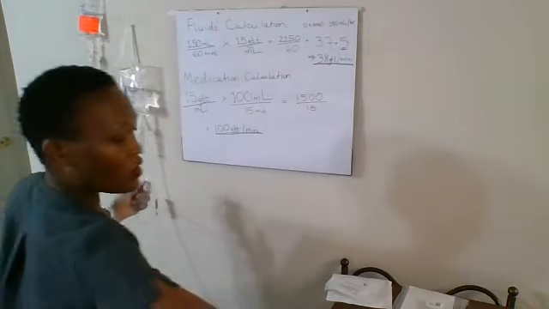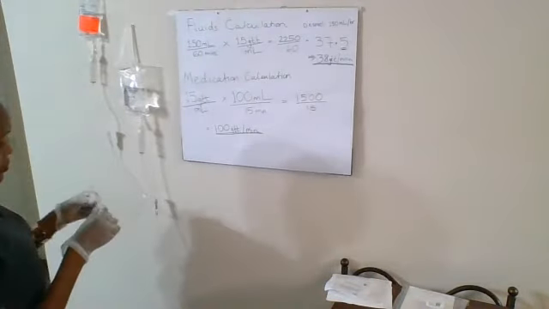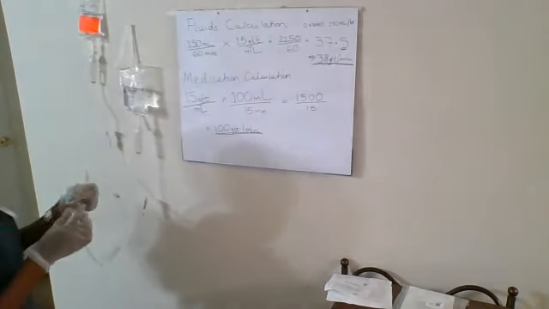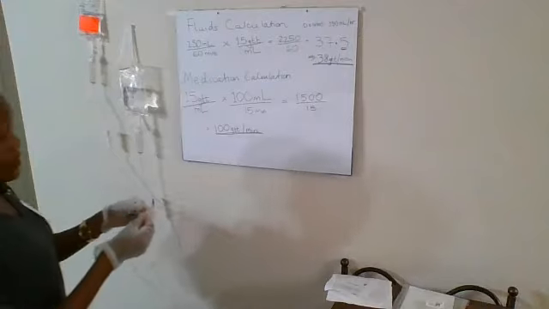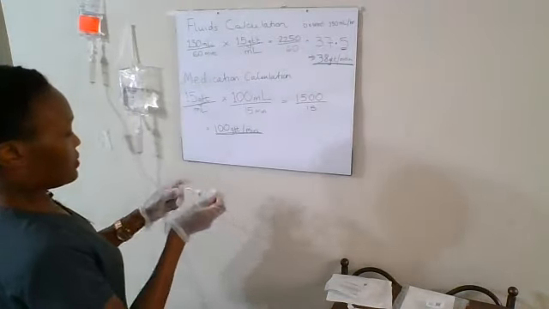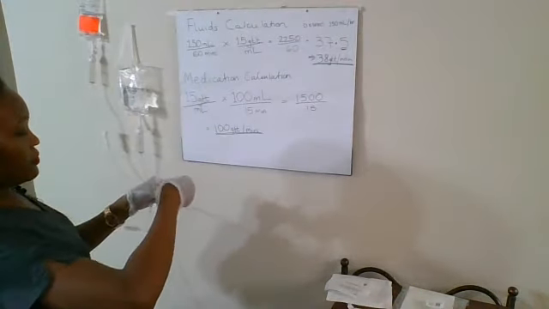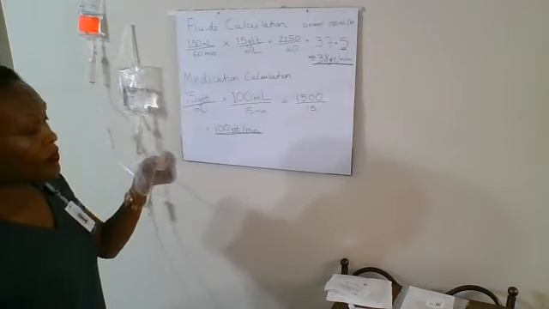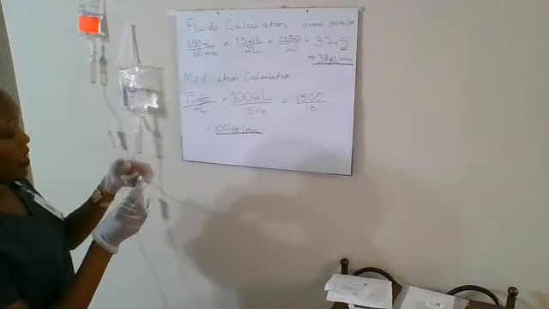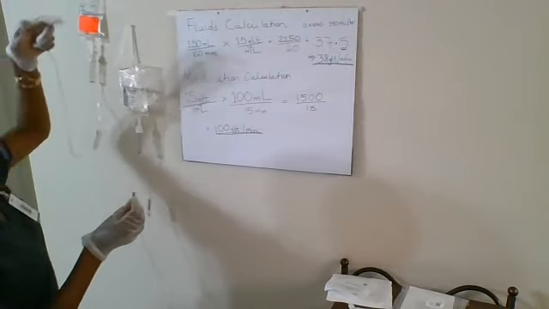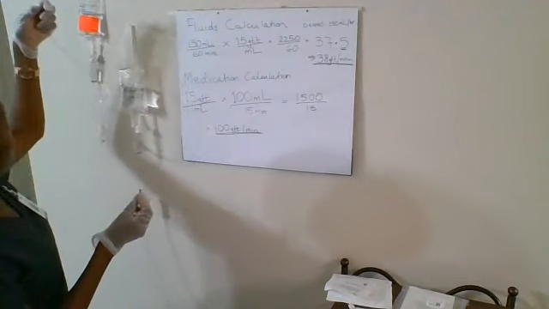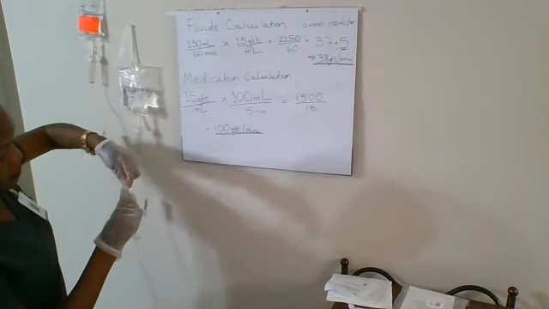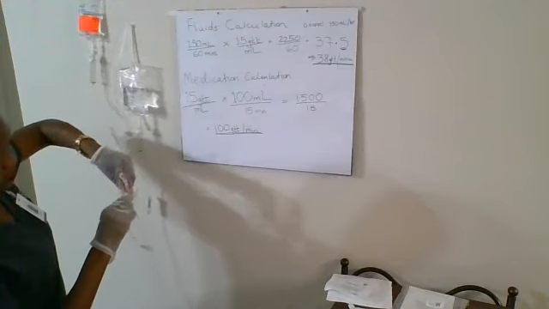I'm going to take my alcohol wipe right here and my primary tubing and go to the Y side or the Y ports and clean these Y ports and let it dry. Once it has dried, I'm going to connect this, the piggyback, the secondary tubing, to my primary tubing, like so.